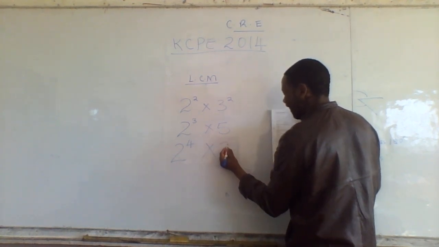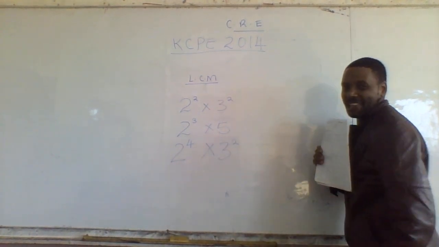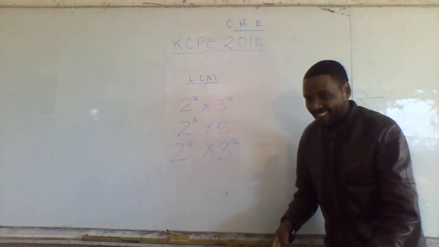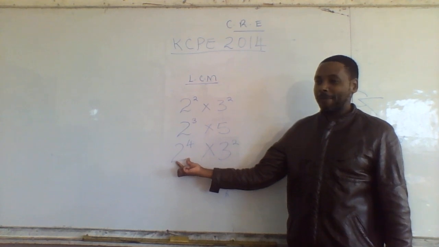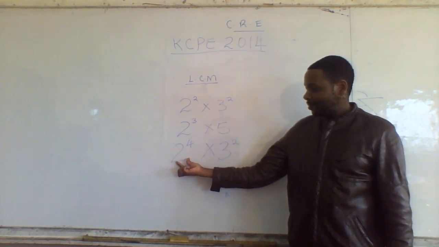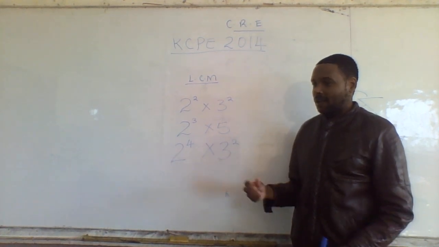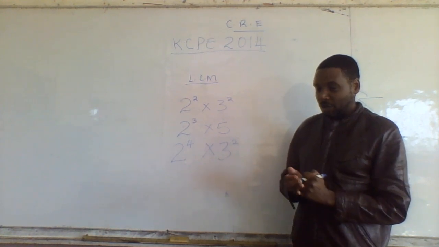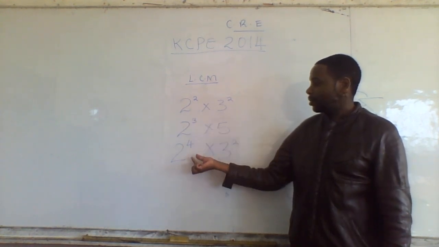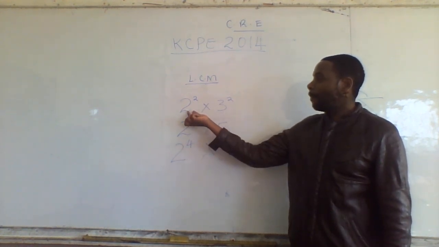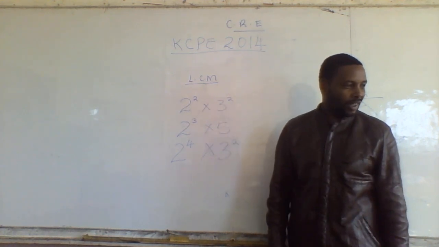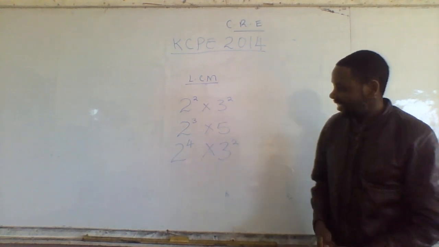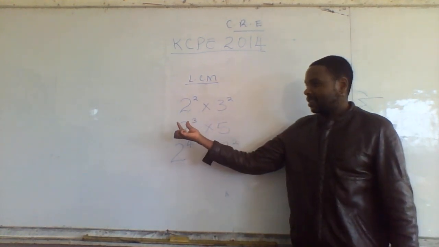2 power 4. Yes, 2 power 4. Can you say 2 power 4? 2 power 4 times 3 squared. When you join high school, you'll not be calling them squared and cubed. You'll be saying 2 power 2 times 3 power 2. Are we together? It will be sweet, eh? Let's start practicing. We are in high school.